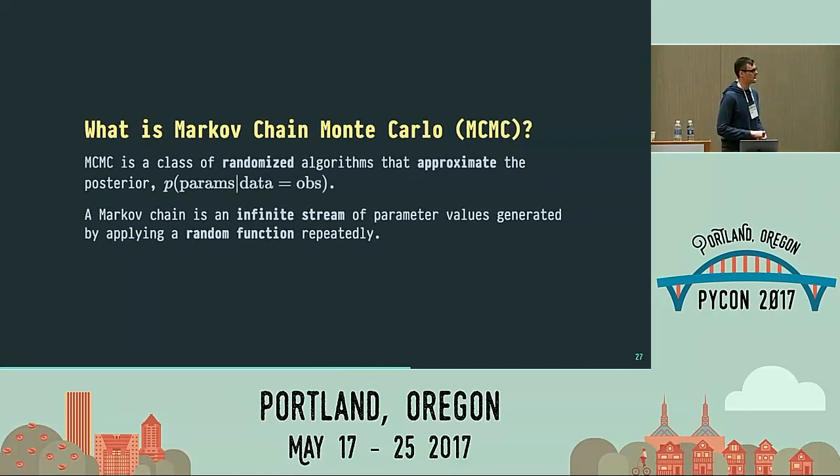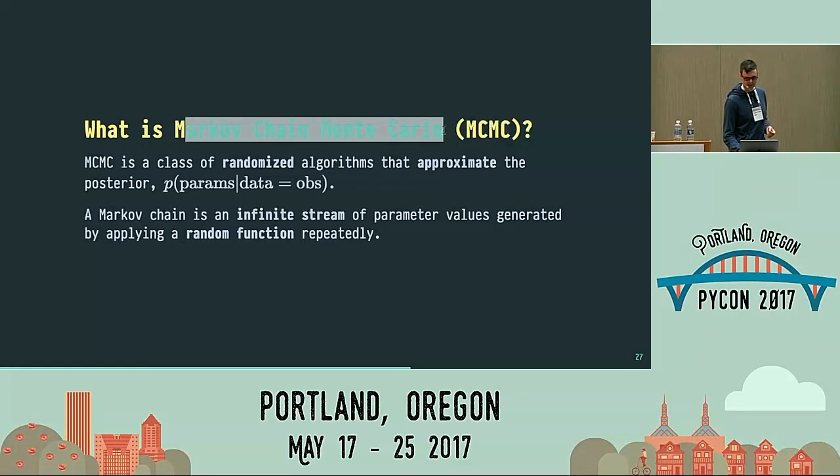So what is Markov chain Monte Carlo? Markov chain Monte Carlo is a class of algorithms, and these algorithms are randomized, so they involve randomness themselves. And they approximate the posterior, so this is what they're made for. So the posterior, to remind you, is this thing: the probability of seeing parameters given data, where the data is fixed to a particular observation or particular observations. And what is now a Markov chain? These are the first two words in this long term here, Markov chain Monte Carlo.